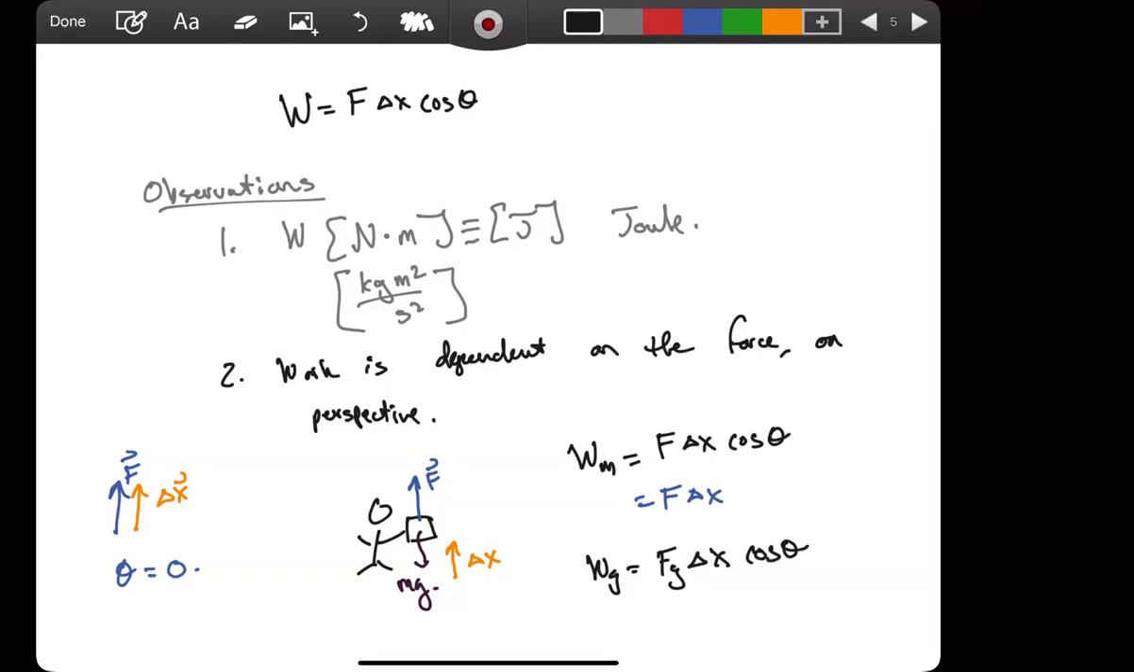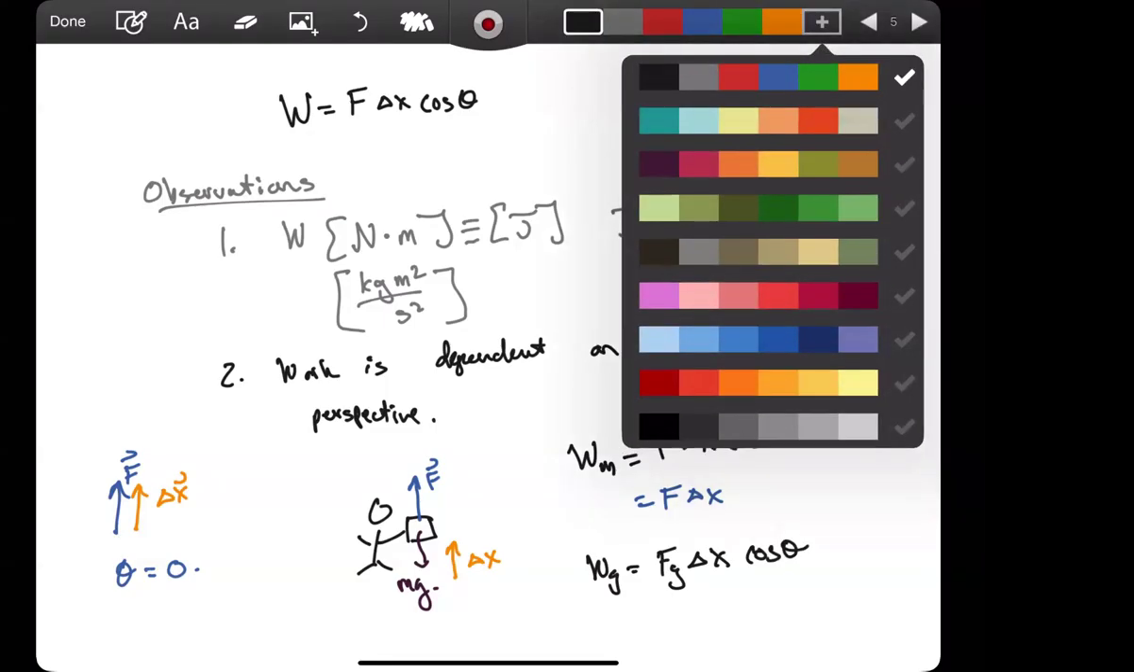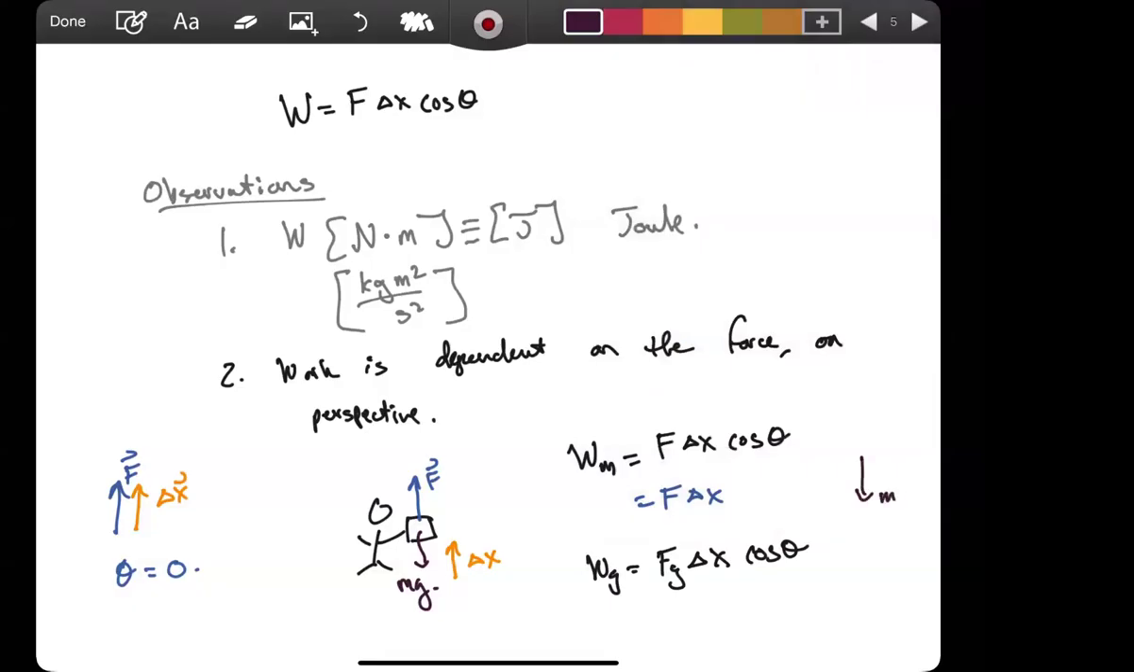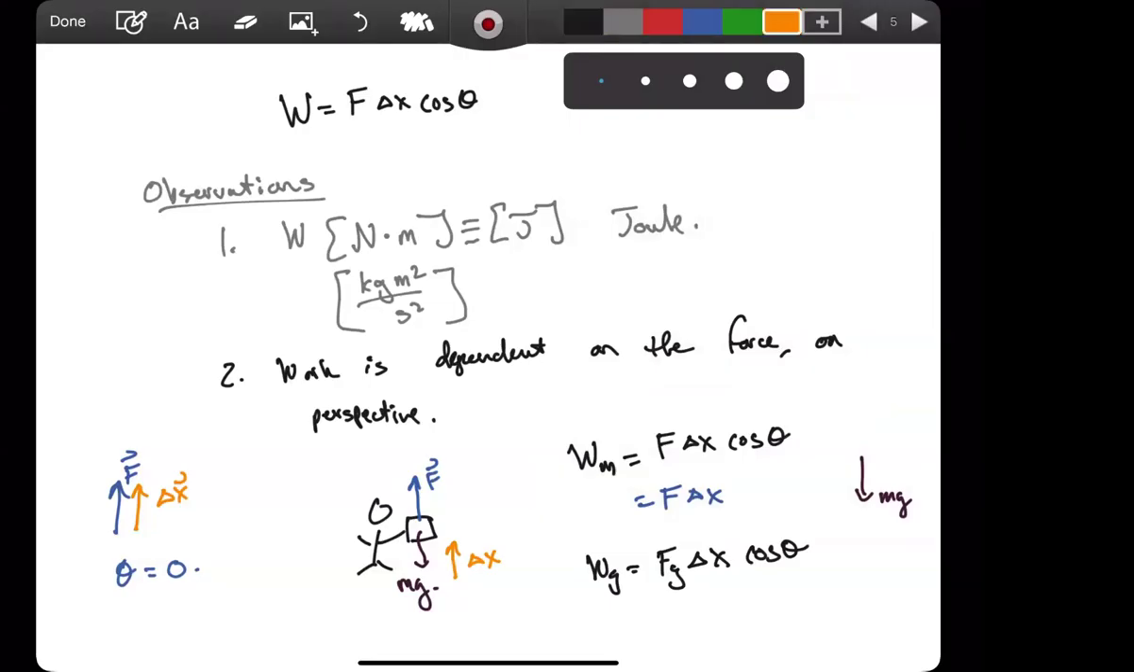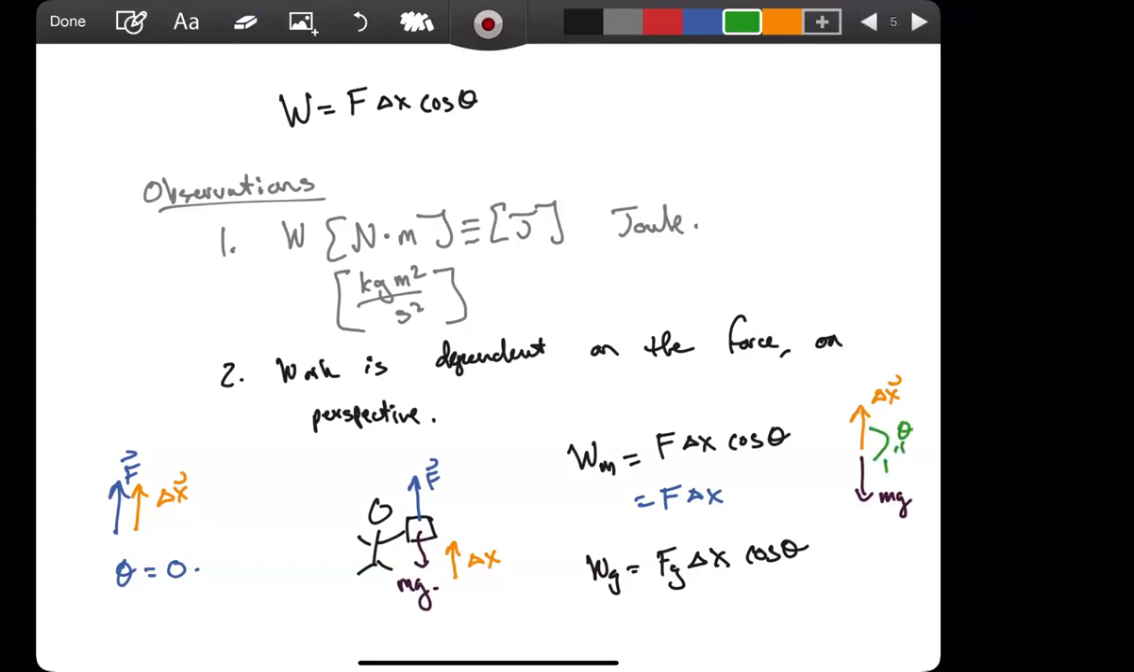Now, in this case, since my gravitational force is downward, pointing in this direction, mg, and my displacement is upward in this direction, the angle between these two is theta, which is equal to 180 degrees, or pi radians. So plugging that in, this is going to be equal to the weight times delta x times cosine of 180 degrees. But cosine of 180 degrees is simply -1, so it's going to be minus Fg delta x.